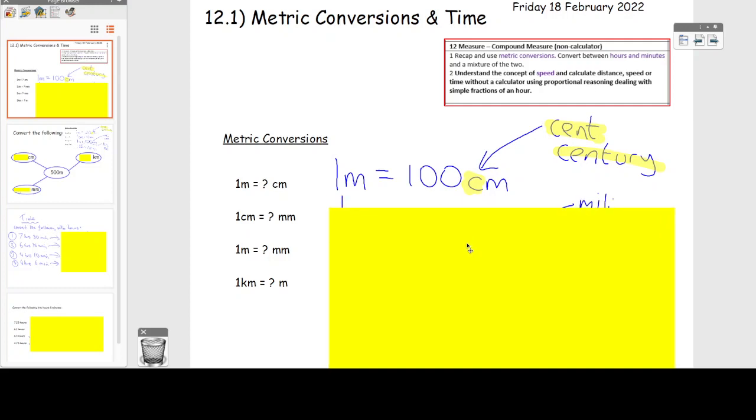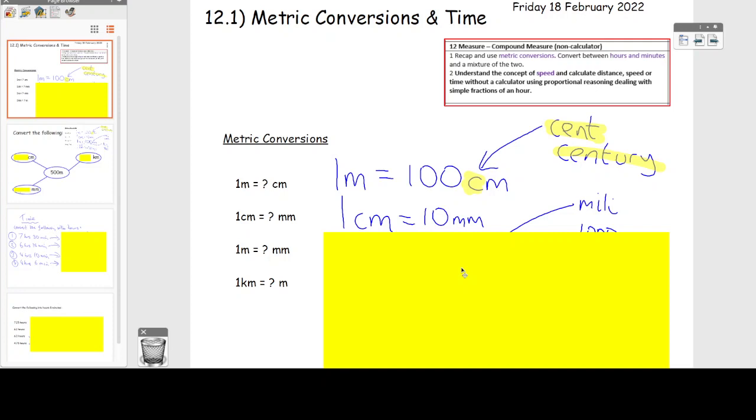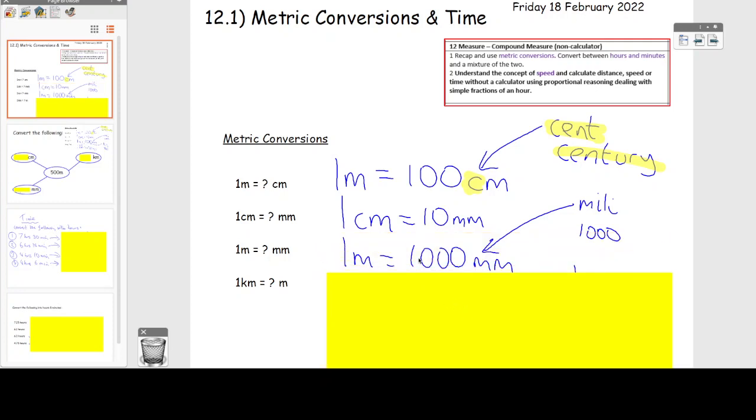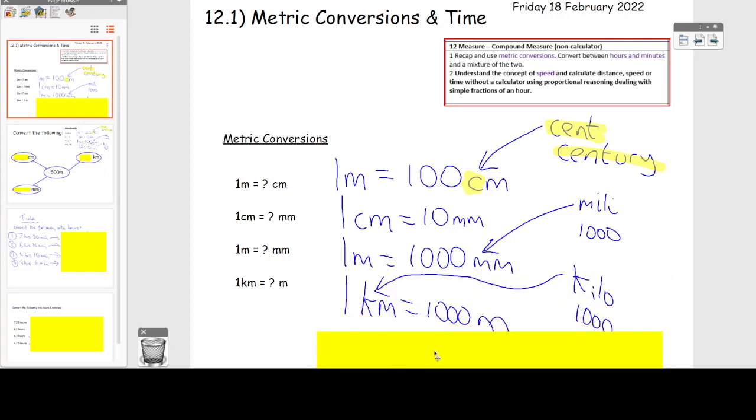So 1 centimeter is 10 millimeters. Okay, and why is that? It's because there's 1,000 millimeters in a meter. So that's where the milli comes from, milli being 1,000. I think a centimeter is like the size of your thumbnail. That breaks down into 10 millimeters. Millimeters are very small. So 1 meter is 1,000 millimeters. And a kilometer's big, it's sort of over half a mile. 1 kilometer is 1,000 meters.